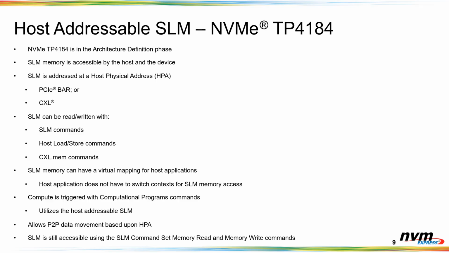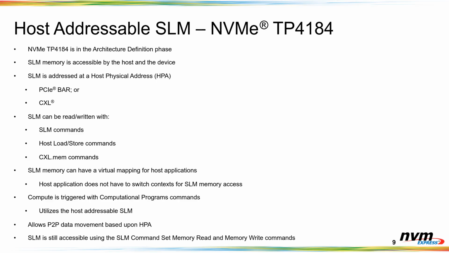So the SLM memory that has a host address can have a virtual mapping for host applications so that the host does not have to switch contexts for SLM memory access. If you're using the SLM with computational programs, the compute is still triggered in the same way. Nothing changes in that respect. We're not doing anything to computational programs at all. The computational programs can utilize that host addressable SLM in the same way that it has been, but it just provides new mechanisms for the host and the device to be able to address that memory internally.